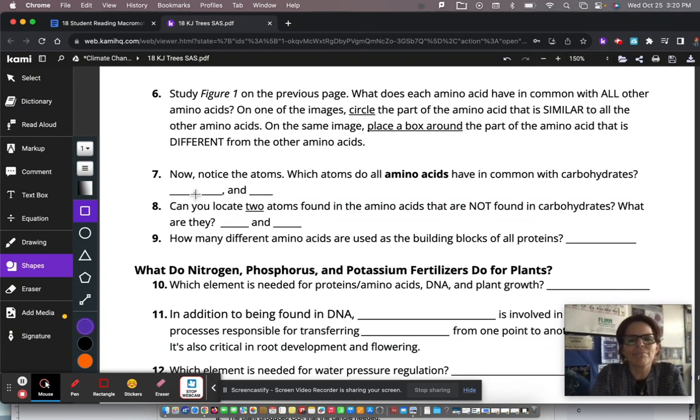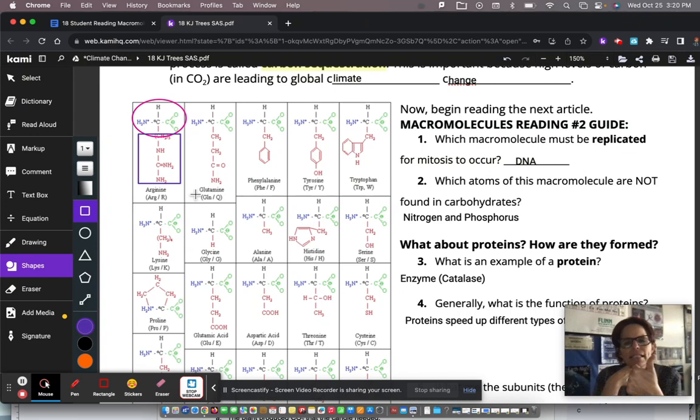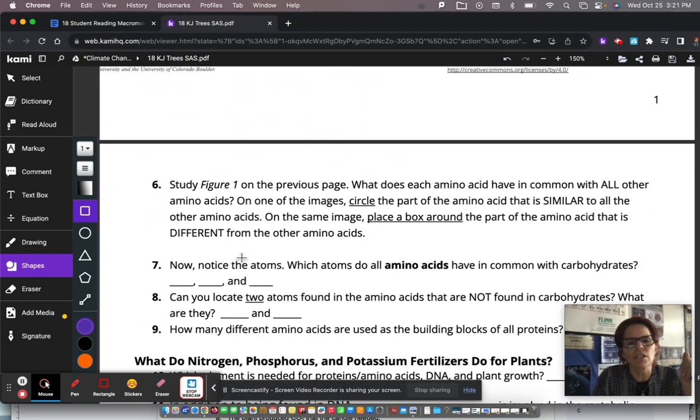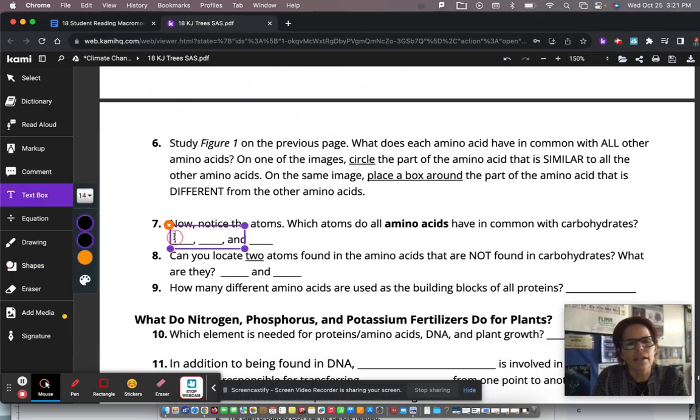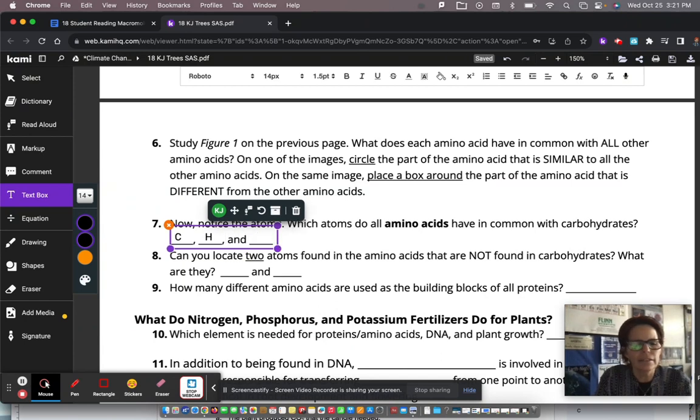Okay, number 7. Now notice the atoms. Which atoms do all amino acids have in common with carbohydrates? Okay, so carbohydrates have C, H, and O. Let's see if we can find C, H, and O in here. I see a C, I see an H, and I see some O's. Well, it has all that. So let's write that down first. So we're going to do the text box. It has C. Can I make it tab over? Let's see if I can make it right. There we go. H and tab a few times over. A little bit awkward for me to do this online. And O, it has C, H, and O. That's what it has in common.